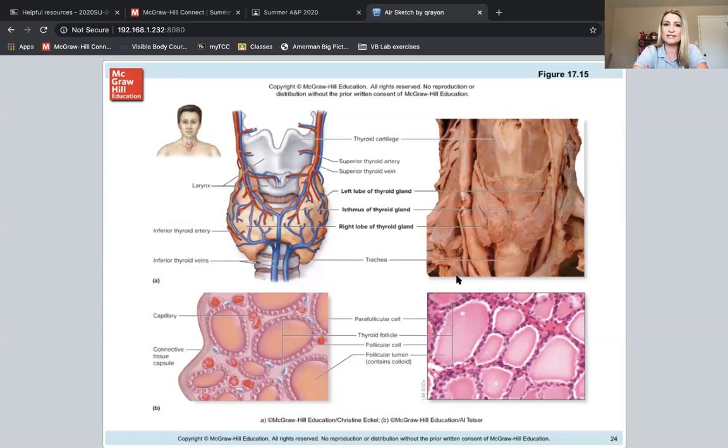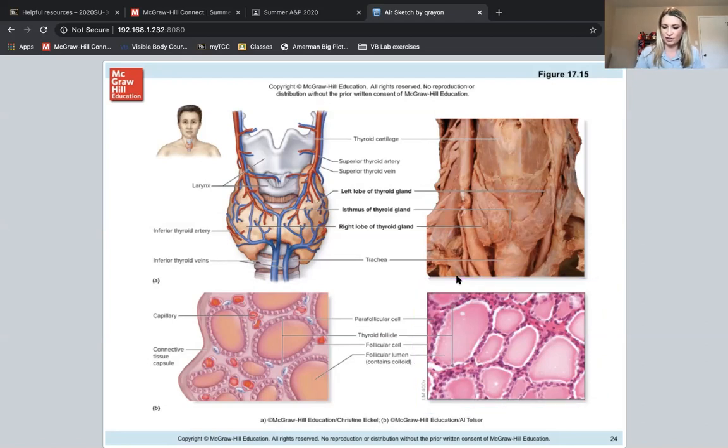Thyroid gland is internally organized into follicular cells and parafollicular cells. There's no cortex or medulla, no anterior posterior. It's just left and right lobe. And then throughout the whole gland, it would look like this under the microscope, okay?